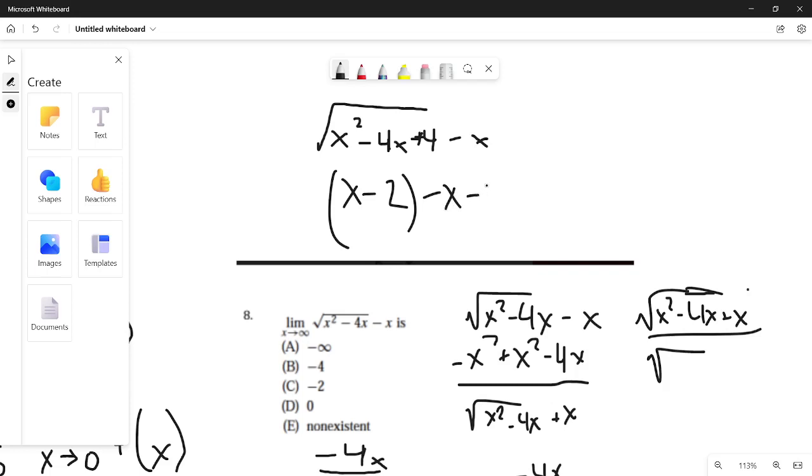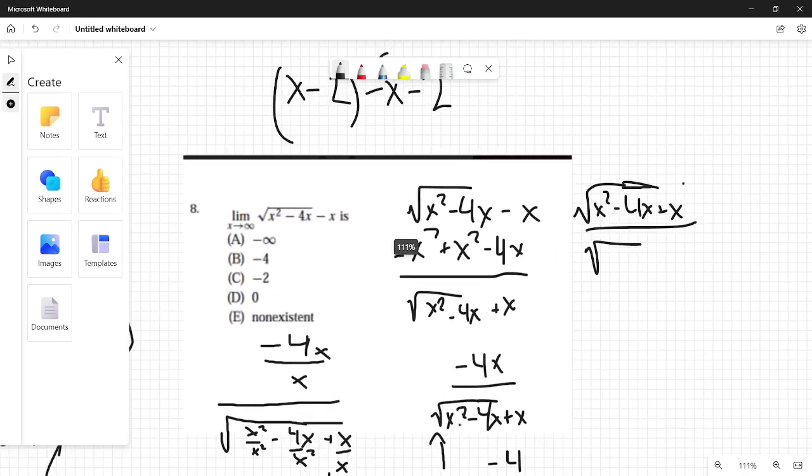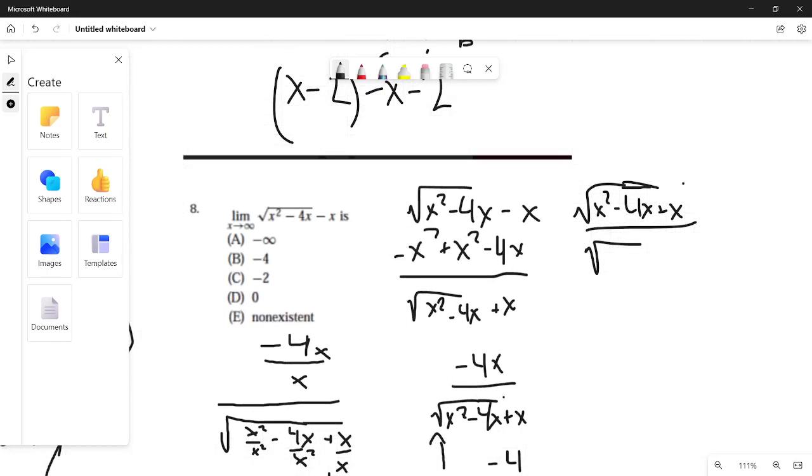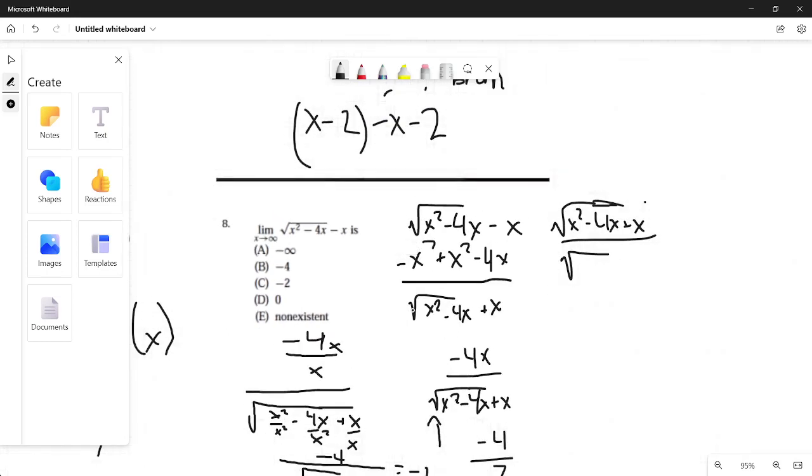I'll try to describe it the best I can. After multiplying by the conjugate, they then took the limit. They used a property, I don't remember the name, but they isolated the -4 out. So you have -4 times the limit, like dividing everything by x. Actually, they took out -4 and then it's multiplied by the limit of x over square root of x squared minus 4x plus x.